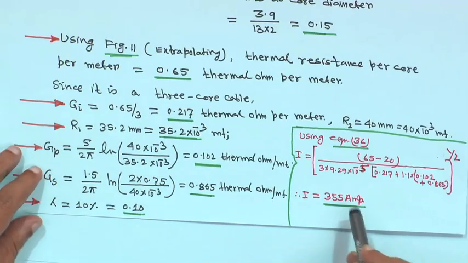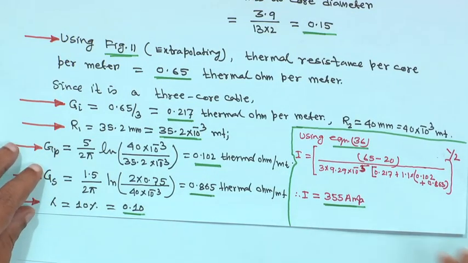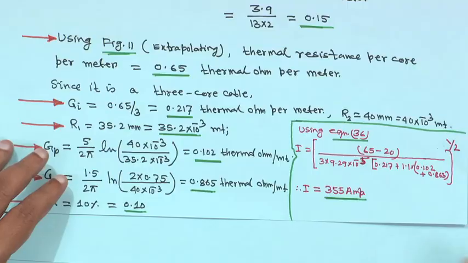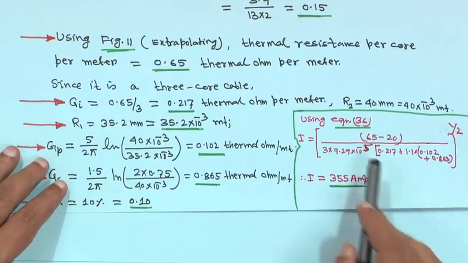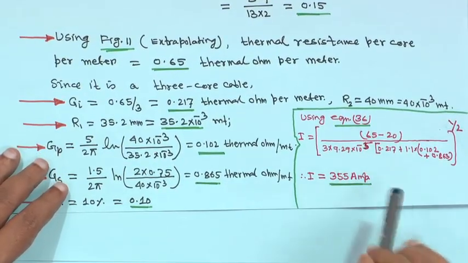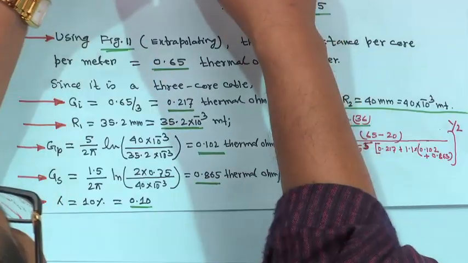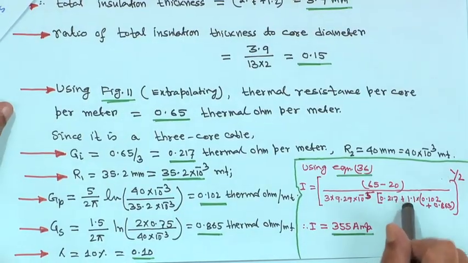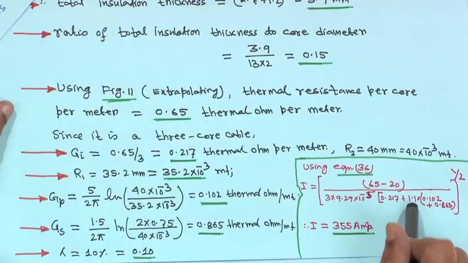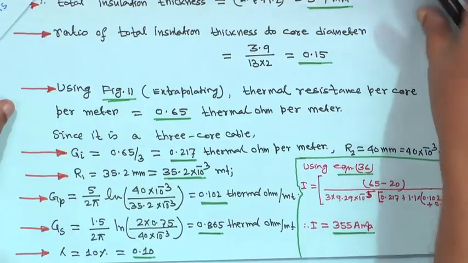So, I actually becomes 355 ampere, after calculating using equation 36. In this problem I have taken huge data, such that you will have an idea. Actually data are not a problem; the only thing is that you have to keep in mind that this formula I should use.